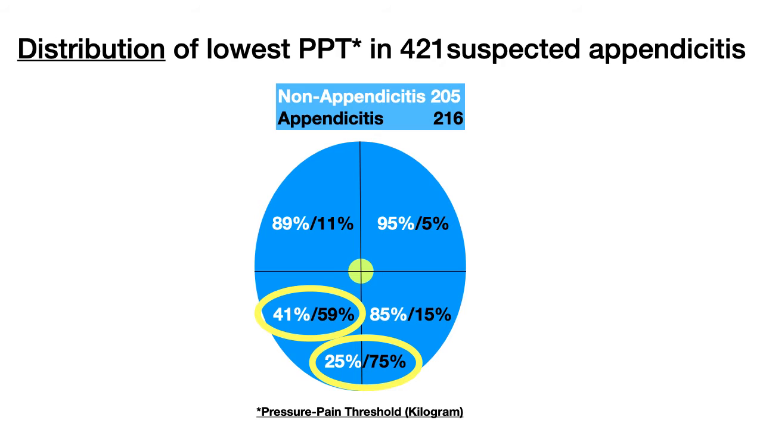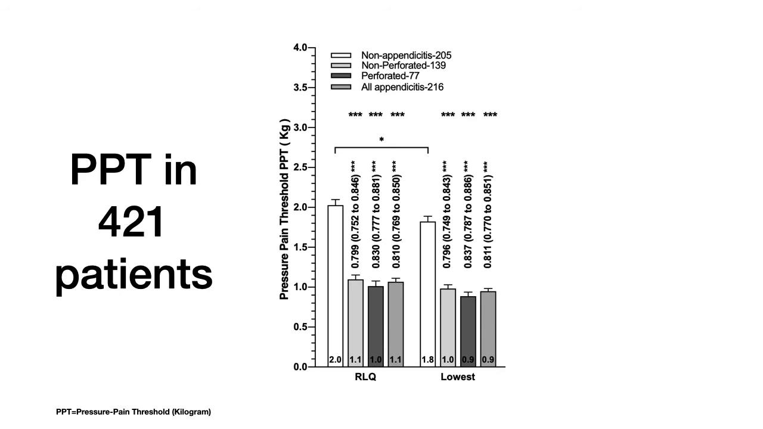So it gets to be confusing. So how can we sort this all out? First, the thresholds in just the right lower quadrant and the lowest quadrant. Now, by lowest quadrant, that could include the right lower quadrant, or it could include the left lower quadrant, for example, or the suprapubic region, or even in one case, the right flank.